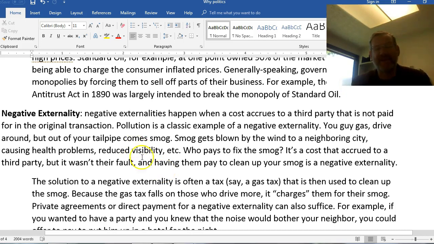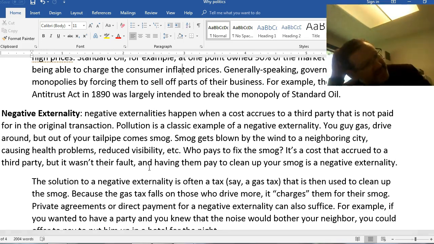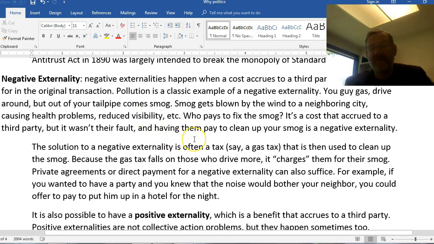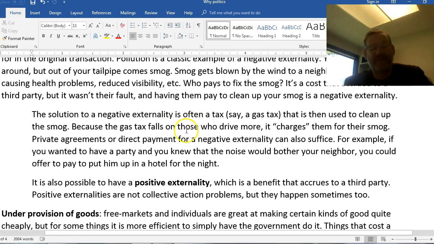A negative externality happens when a cost accrues to a third party that is not paid for in the original transaction. So pollution is a classic example of a negative externality. You buy gas, you drive around, but out of your tailpipe comes smog. Smog gets blown by the wind to a neighboring city, causing health problems, etc. And who pays to fix the smog? It's a cost that's imposed on a third party. It wasn't their fault, but they have to pay to clean up your smog. That is a negative externality, okay?